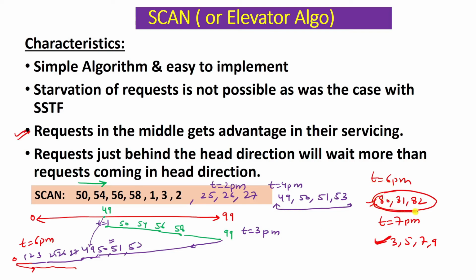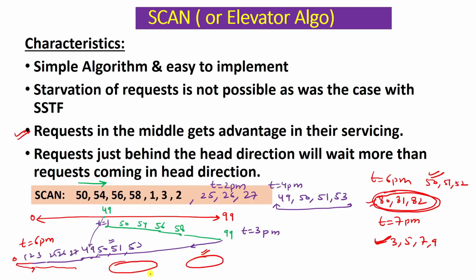Okay, when these requests arrive, let's say at t equal to 6 p.m., some requests are there which are at this part. Let's say those are 50, 51, 52. They will be lying in this middle part. So after completing 3, 5, 7, 9, again before coming here, I have to cover this request. So I will first cover this 50, 51, 52. Then I will complete this.